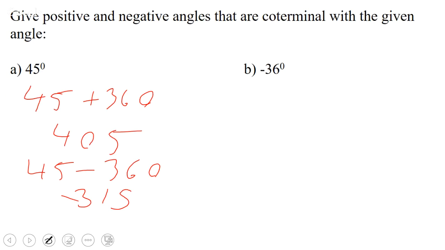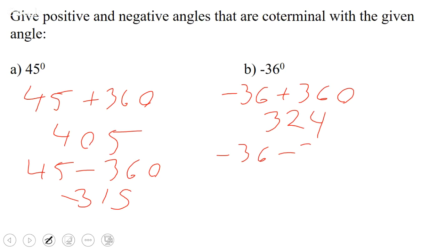With negative 36 degrees, once again, I can add 360. So negative 36 degrees plus 360 will give me a positive coterminal angle, and that's going to be 324 degrees. Or I could subtract 360, so negative 36 degrees minus 360 is negative 396 degrees. So those are coterminal angles. You just add or subtract multiples of 360 to find coterminal angles.